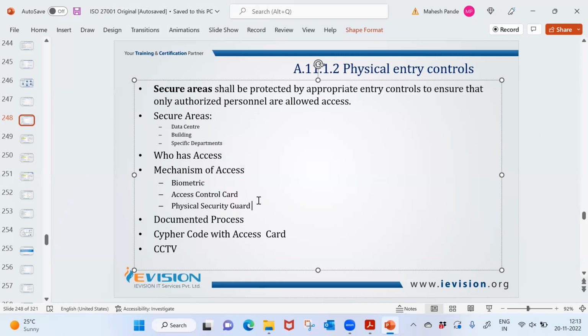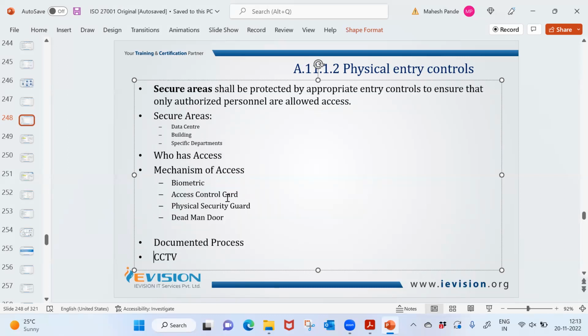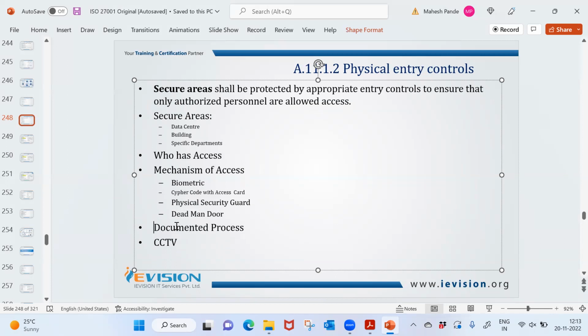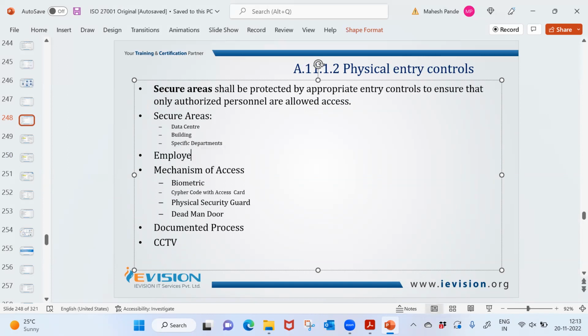You have a dead man door. Cipher code with access. You have a CCTV, but that is not an entry control; it is for monitoring purposes. Only authorized persons are allowed. Now you have these things. Who has access? We'll say employees.